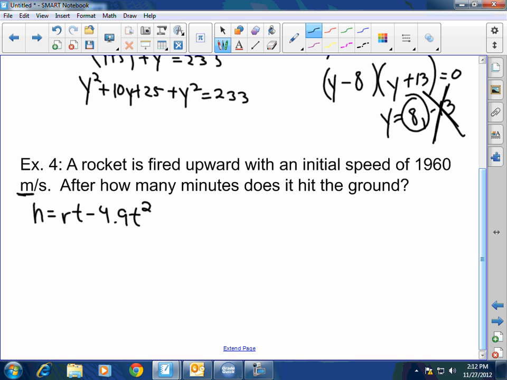Let me explain what this is, because this is a velocity formula. Height, h is height, okay, the desired height. R is rate, okay, the speed, or velocity rather, okay, and T is time.